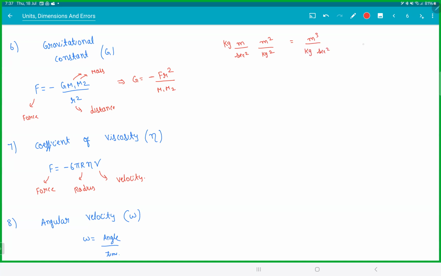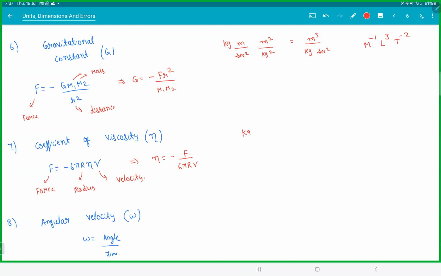This is one of the rare units in mechanics where you get an M power minus 1: M minus 1 L3 T minus 2. Have a look at this. You do have a few quantities with negative M, but in mechanics this is the one. I hope you're getting how to do this. Same logic for viscosity also. So eta would be minus F by 6 pi r v.